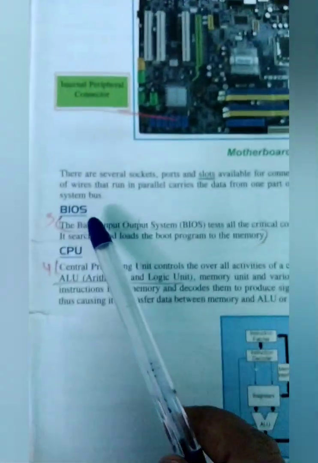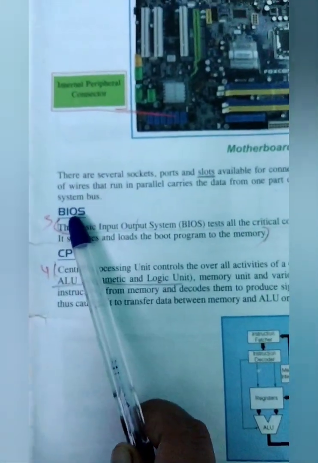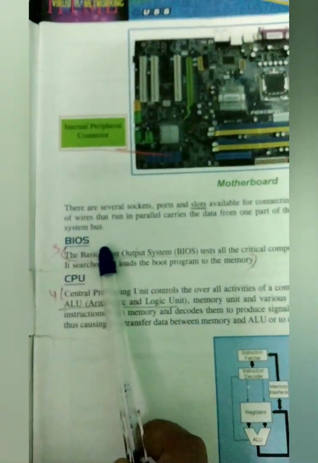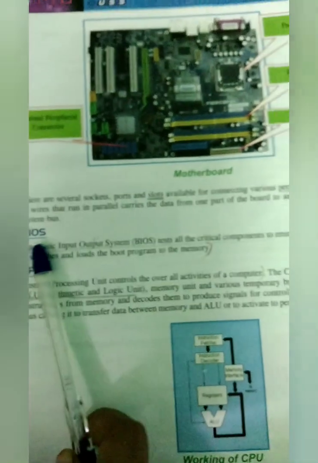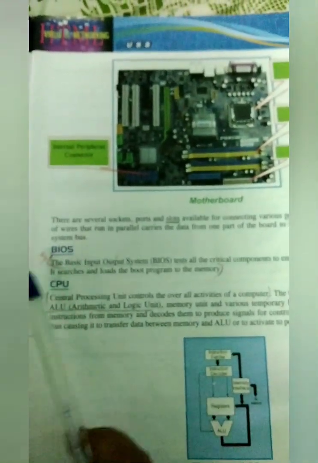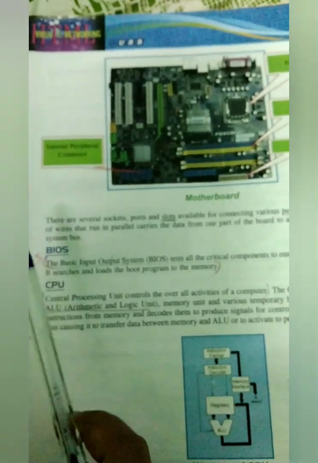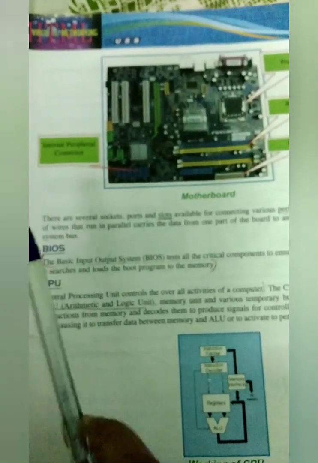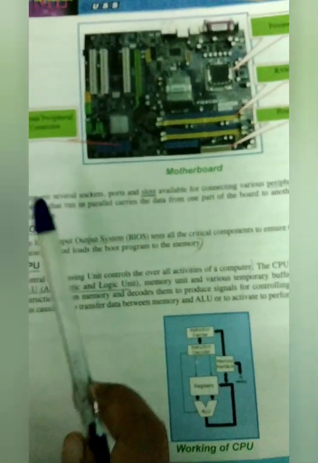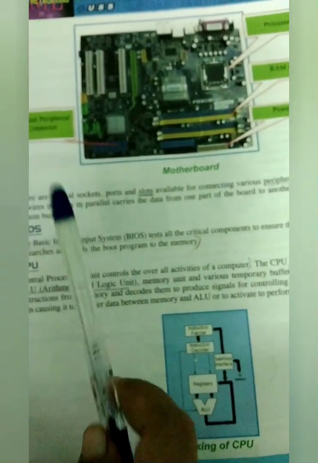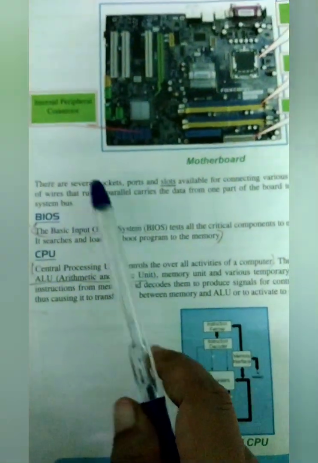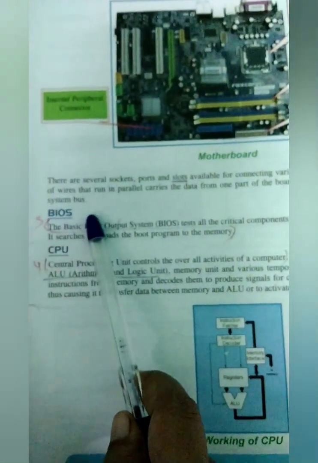The next topic is BIOS. The expansion of BIOS is basic input output system. What is the use of a BIOS? It helps to test all the critical components. It helps to test whether the components are working or functioning properly, and it also helps to search and load the boot program to the memory. So this is the use of BIOS.